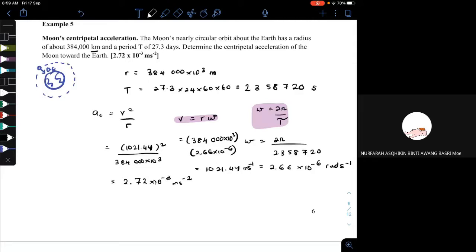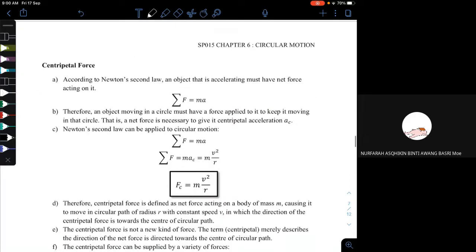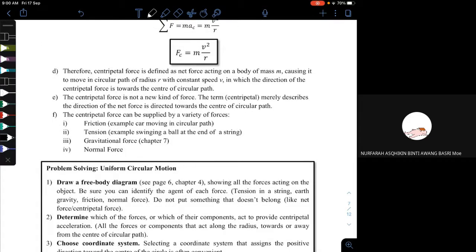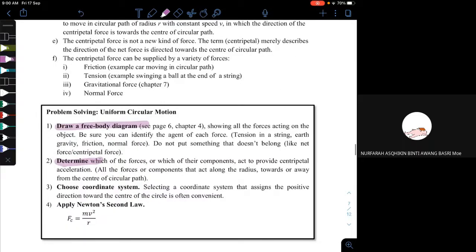Right, so we move on to the next question, Example 9. This is centripetal force. It's okay, this is long but the steps are the same. Can you see the steps here? Draw the free body diagram. Determine the forces. Choose the coordinates x and y. Apply Newton's second law. This is the same as chapter 4.